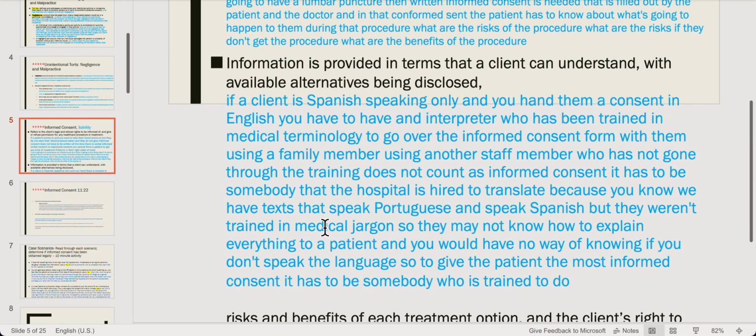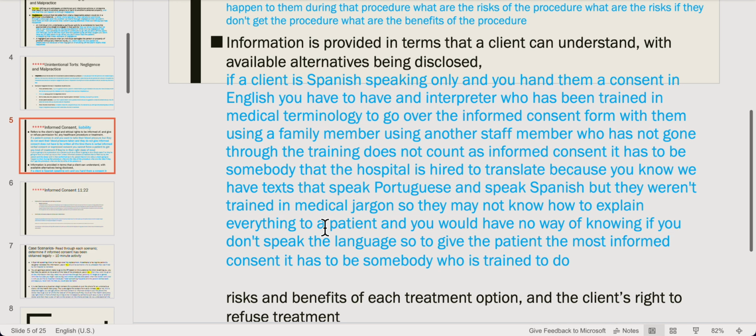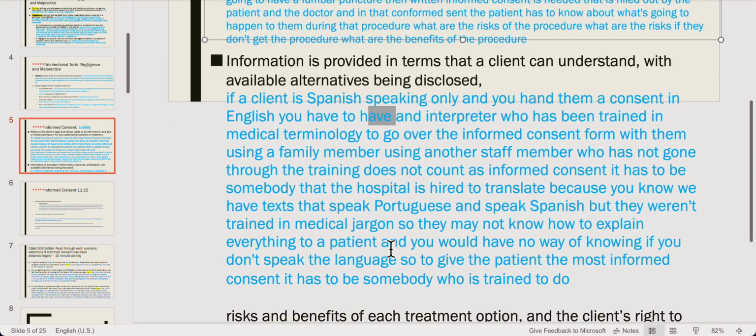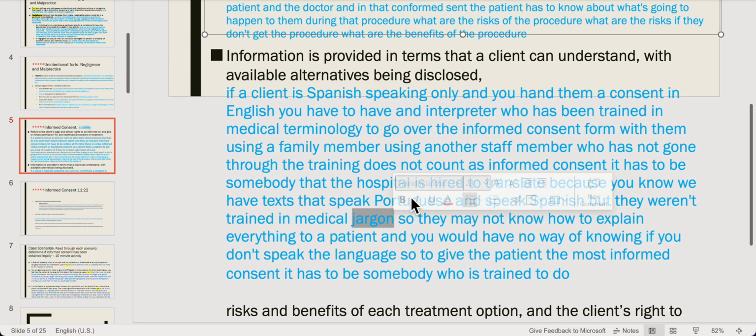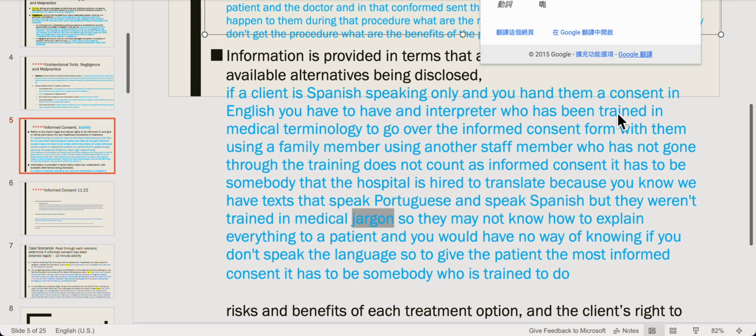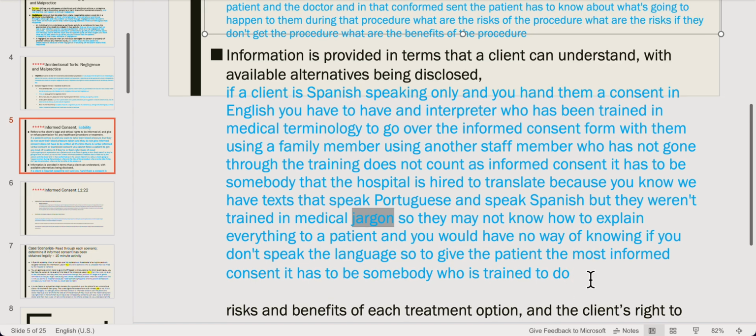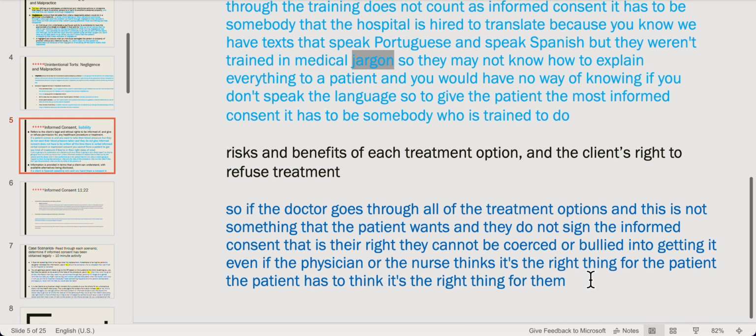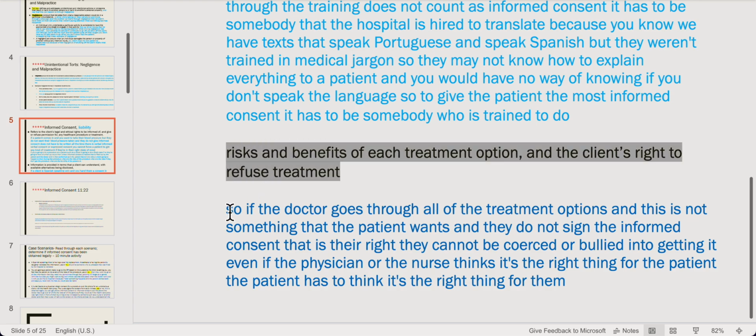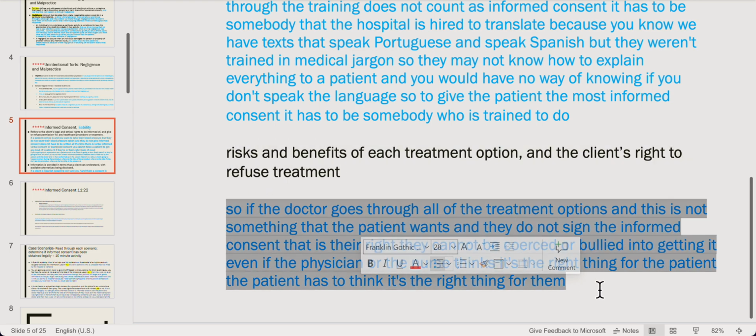It has to be somebody that the hospital has hired to translate, because we have techs that speak Portuguese and Spanish, but they weren't trained in medical jargon, so they may not know how to explain everything to a patient, and you would have no way of knowing if you don't speak the language. So to give the patient the most informed consent, it has to be somebody who is trained to explain the risks and benefits of each treatment option, and the client's right to refuse treatment.